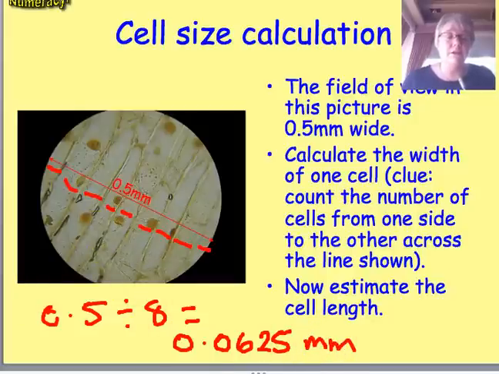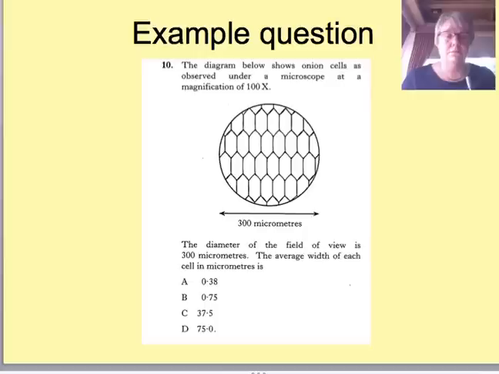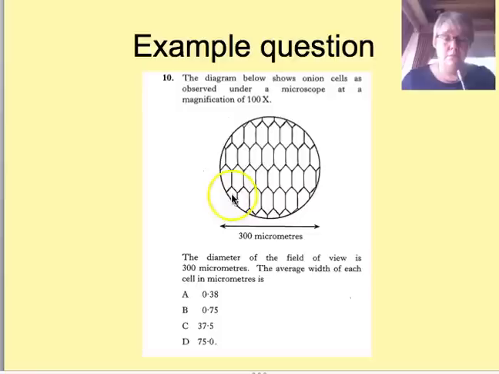Now here's an actual exam question. This exam question says that the diagram below shows onion cells observed under a microscope at a magnification of times 100. It shows us the field of view here, this circle, and then inside there are these onion cells. It tells us that that field of view is 300 micrometers across.